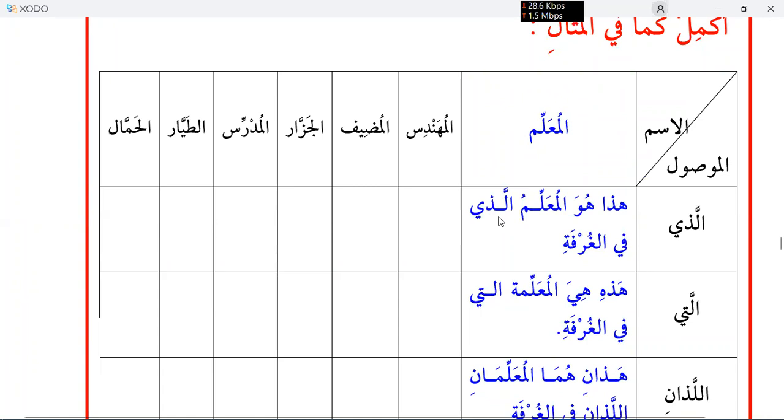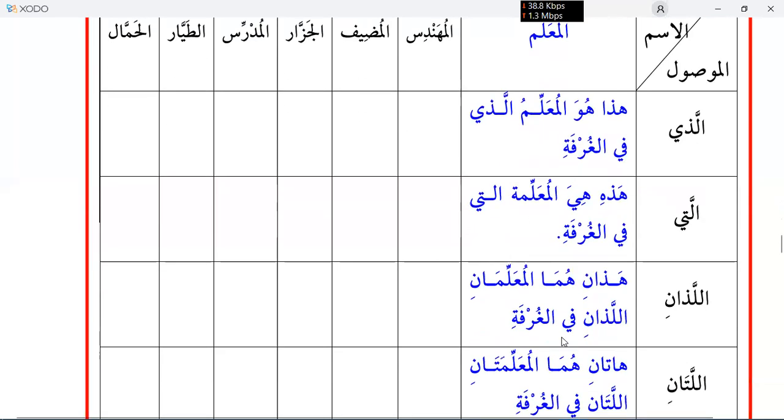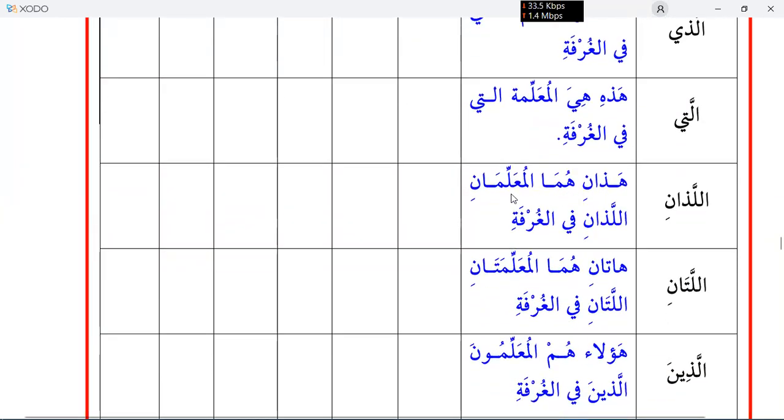Haza huwa al-muallimu allazi fil ghurfa. This is the teacher who is in the room. Hazihi hiya almuallimatu allati fil ghurfa. This is the female teacher who is in the room. Hazani humal muallimani allazani fil ghurfa. These two are the teachers who are in the room. Hatani humal muallimatani allatani fil ghurfa. These two are the teachers who are in the room.